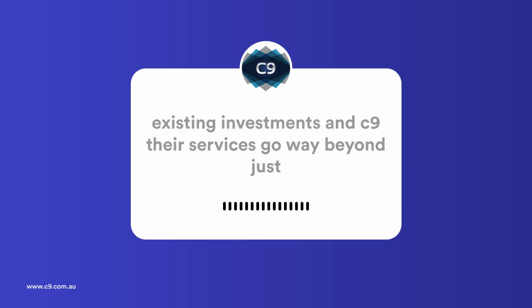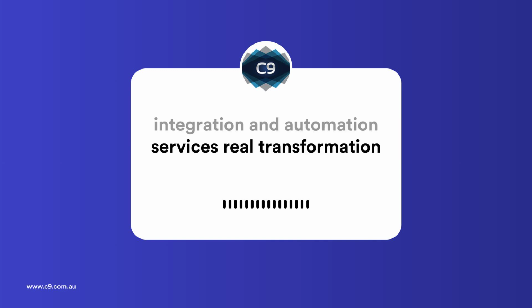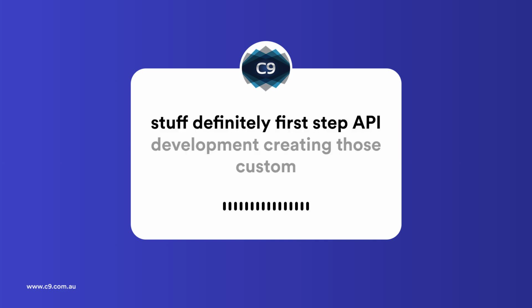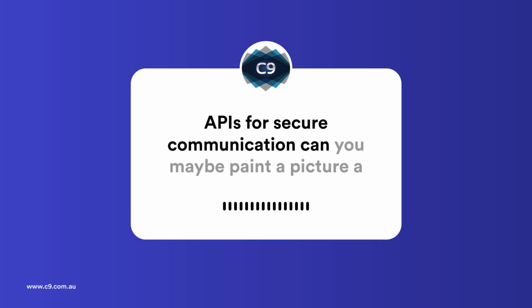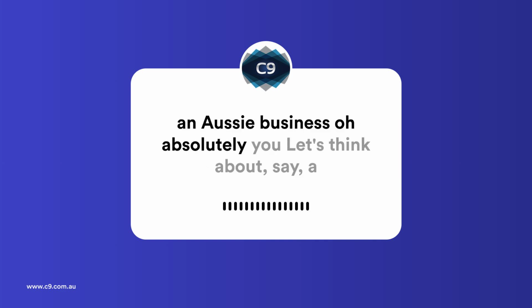And C9's services go way beyond just plugging A and B together. The sources show a whole suite of integration and automation services, real transformation stuff. First up, API development, creating custom APIs for secure communication. Can you paint a picture of a typical scenario where a custom API changes everything for an Aussie business?